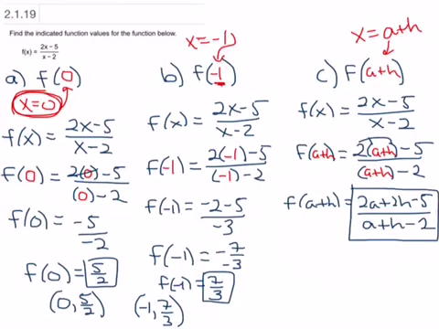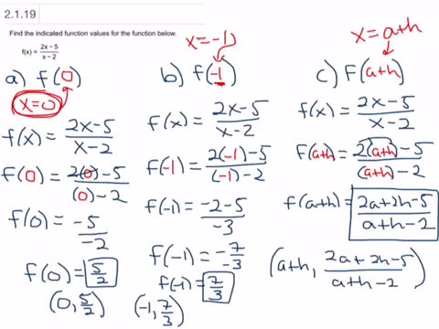Now, I usually don't make my students write this thing out as an ordered pair because it's pretty ugly, but if you had to, the x value we plugged in was a plus h, and that big gigantic y value that we figured out, 2a plus 2h minus 5 all over a plus h minus 2, will go in the y position.